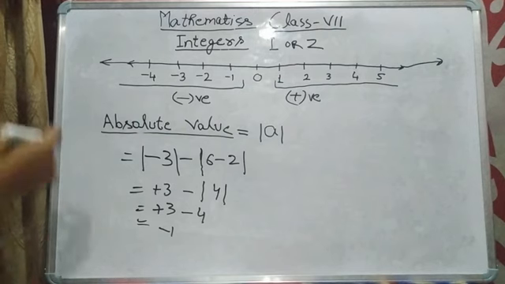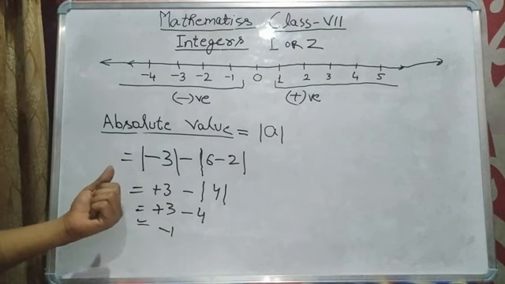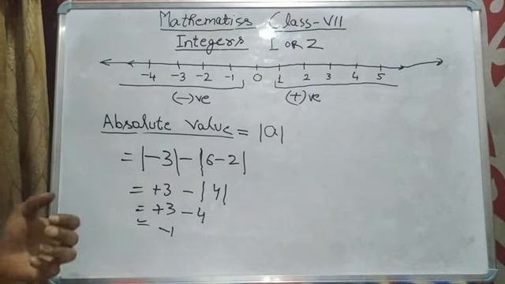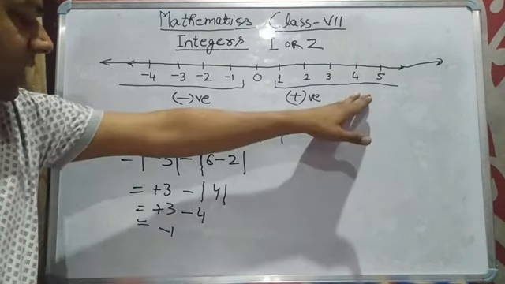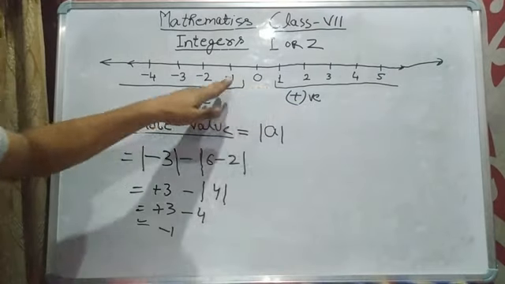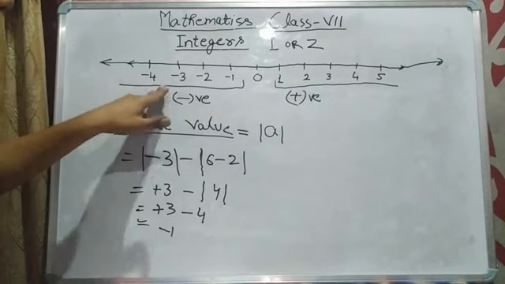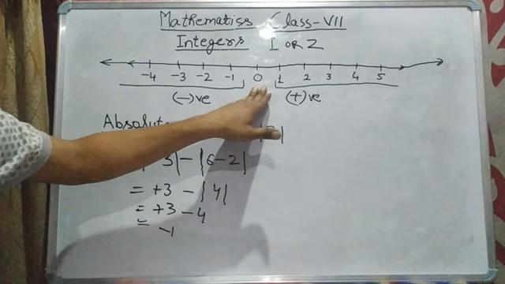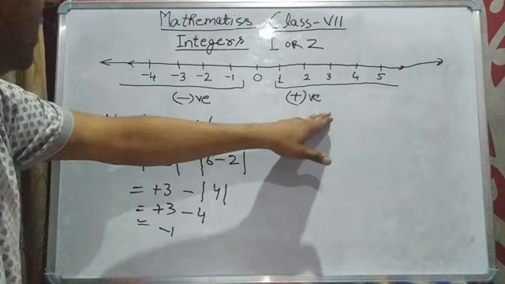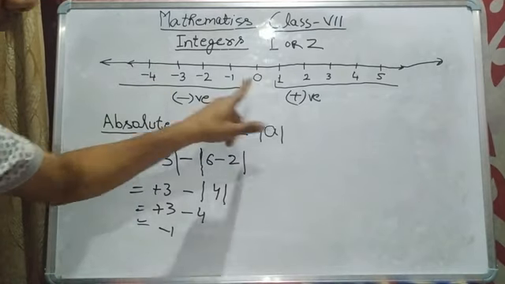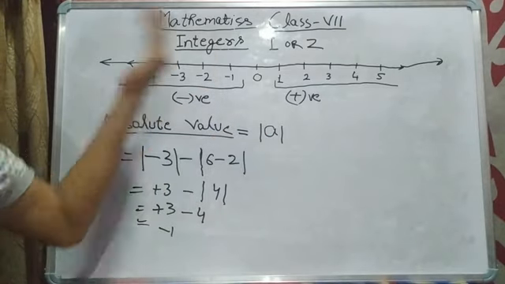So in this way, students, we will solve the absolute value. Now the next point is comparison. How to compare integers. The very first point: all the positive integers are greater than 0. All the negative integers are less than 0. Second point, every positive integer is greater than all the negative integers. This side is greater, this side is less.